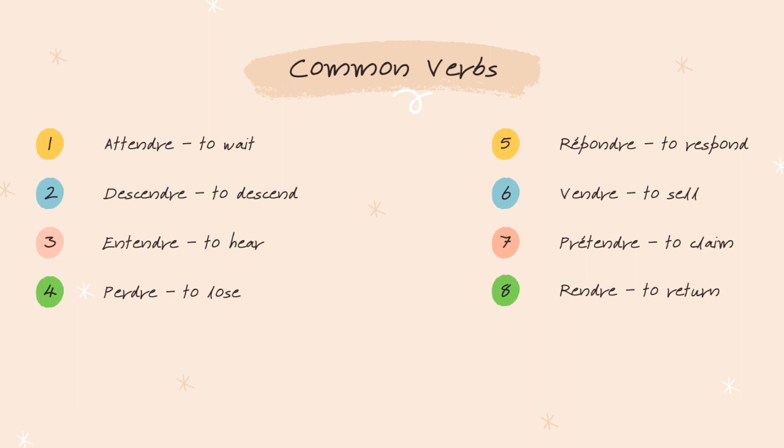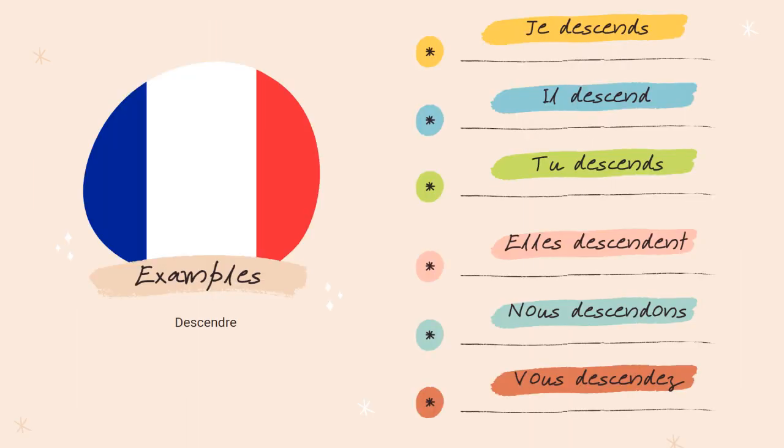Now, these are a few of the common verbs that are conjugated in the regular form. So we have attendre, which means to wait, répondre, which means to respond, entendre, which means to hear, and then there are a few others on here as well. So here's an example for descendre, which means to descend, and you'll see that we have je descends, il descend, tu descends, elle descend, nous descendons, and then vous descendez.